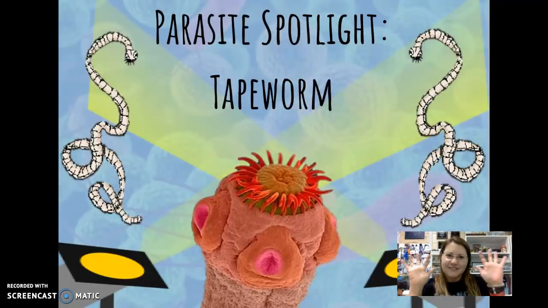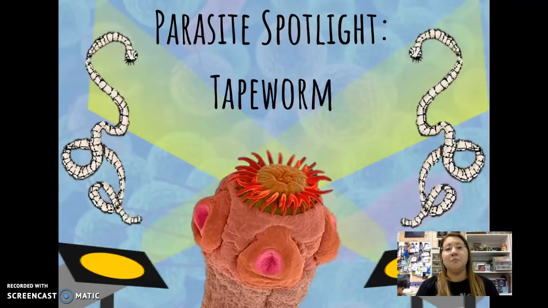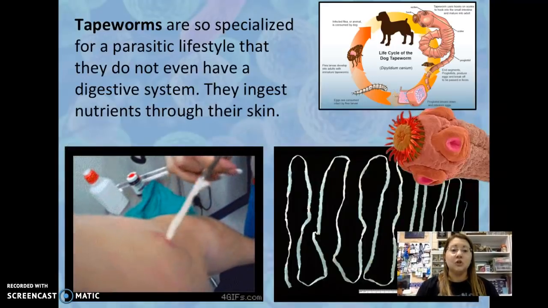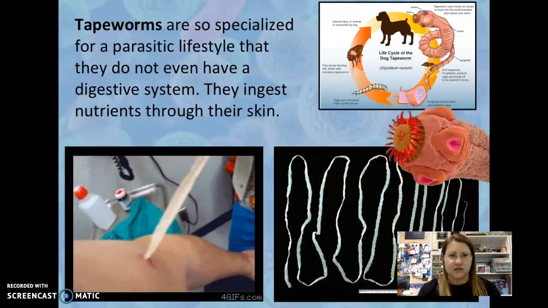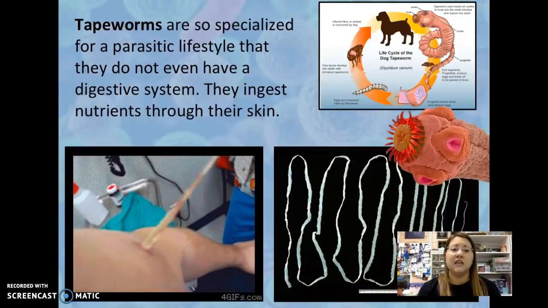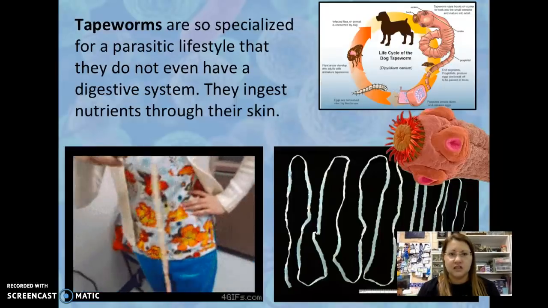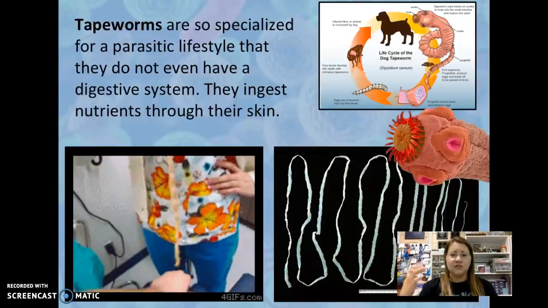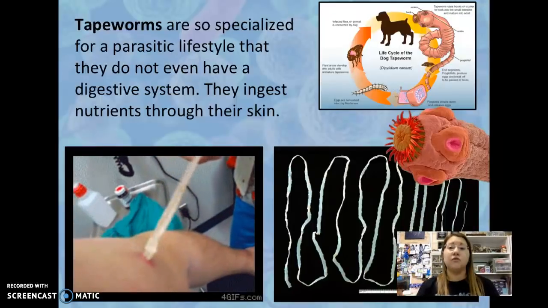So Parasite Spotlight, we're going to look at a couple different types of parasites. This is the awesome tapeworm. Not so awesome if you get it in your body, though. So tapeworms can be really long. Look, it's nice and colorful and cute. So tapeworms are really specialized. They are specialized parasites, specialized to the extent that they don't even have a digestive system. They basically just soak in nutrients from their host through their skin.